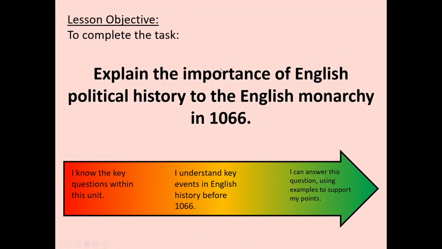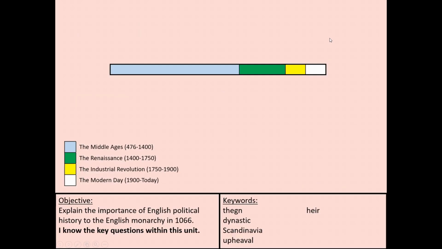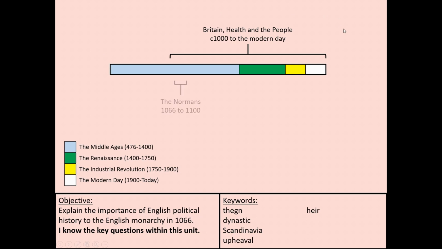So, our task for today is to explain the importance of English political history to the English monarchy in 1066, and the first thing that we need to do is find out what this course is all about. Now, you've already done Britain, Health and the People. That's your breadth study. It's a lot of history, a long period of time, but relatively shallow. This is the first one of your depth studies. So, short period of history, in this case only 34 years, but in a lot of depth.